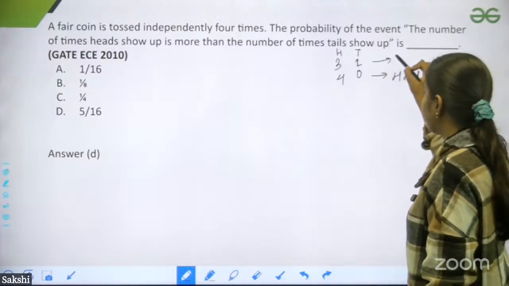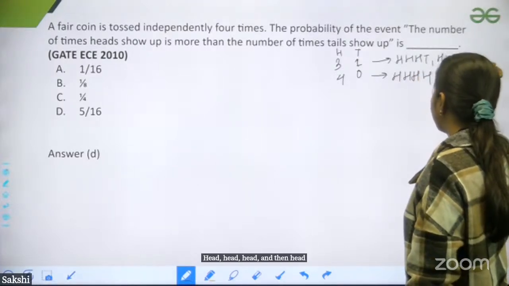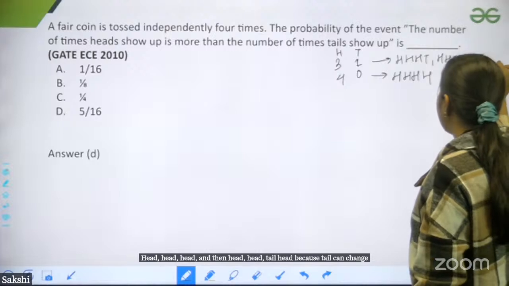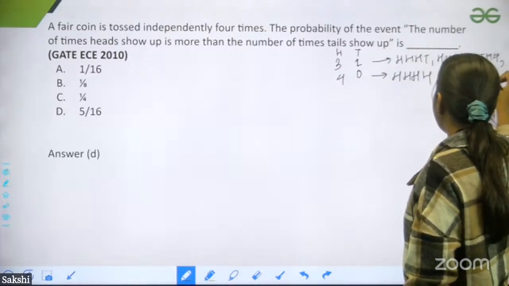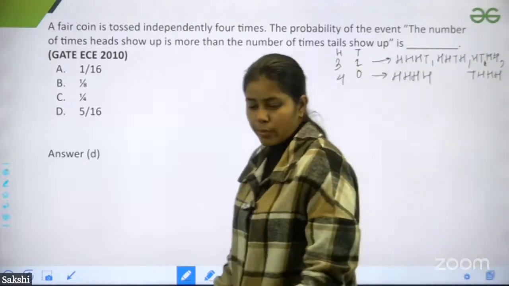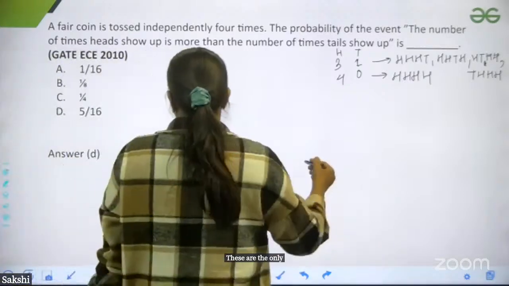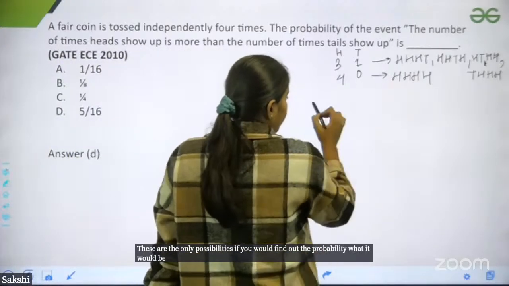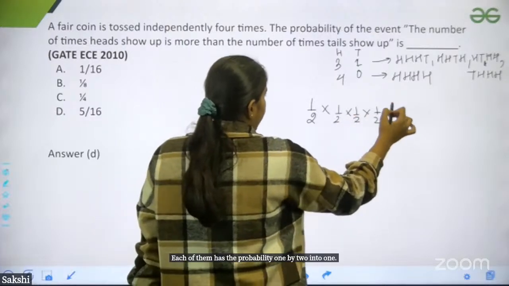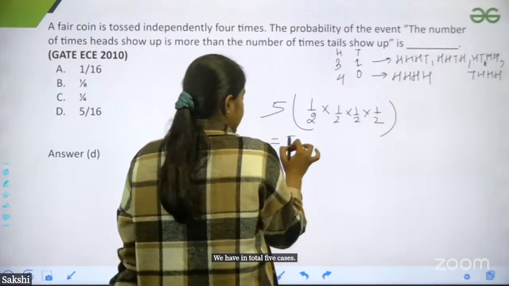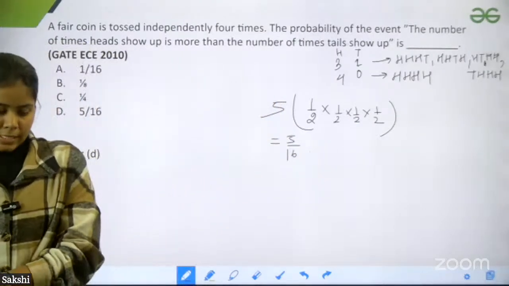Now, in this case, what can it be? Head, head, head, tail, and then head, head, tail, head, because tail can change its position. Head, tail, head, head, and then tail, head, head, head. These are the only possibilities I have. So if you find out the probability, each of them has the probability 1 by 2 into 1 by 2 into 1 by 2 into 1 by 2. And in total we have 5 cases, so 5 by 16 is the probability.